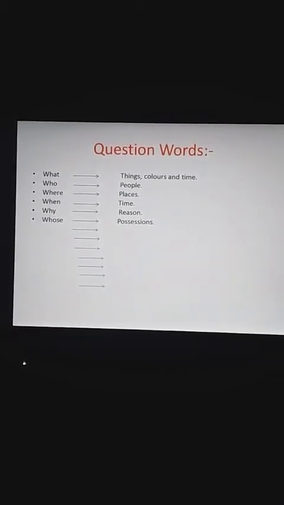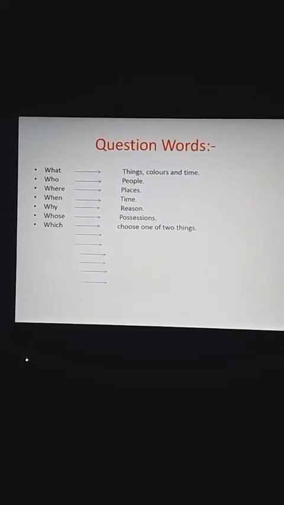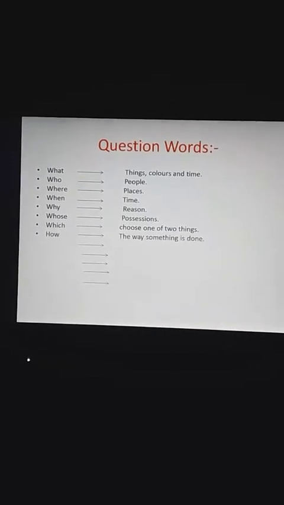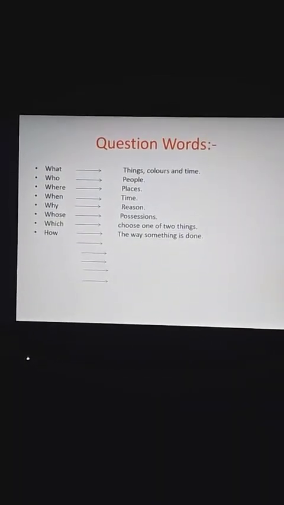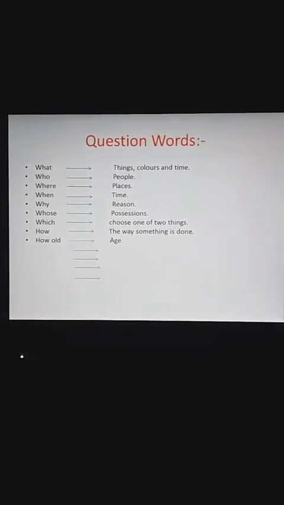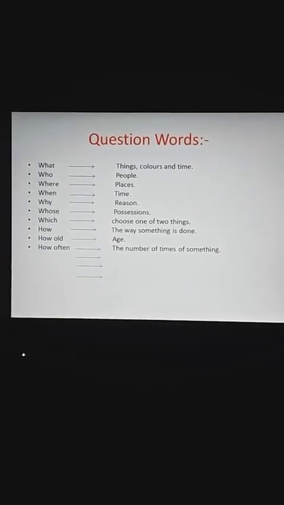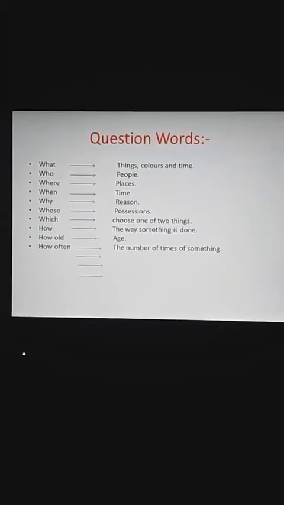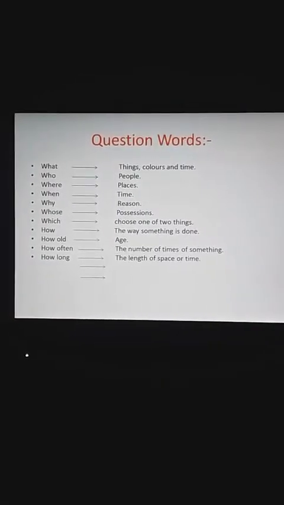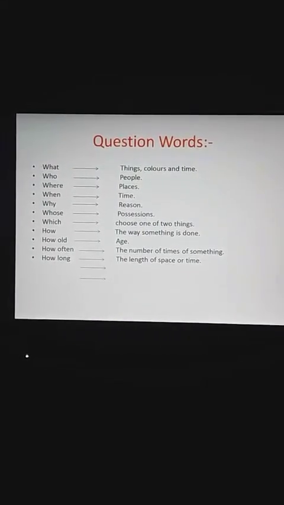Whose? To ask about possessions. Which? To choose one of two things. How? The way something is done. How old? To ask about age. How often? To ask about the number of times of something. How long? To ask about the length of space or time.